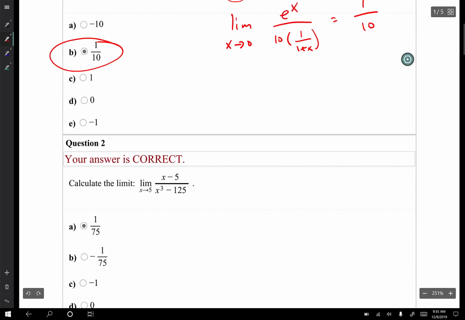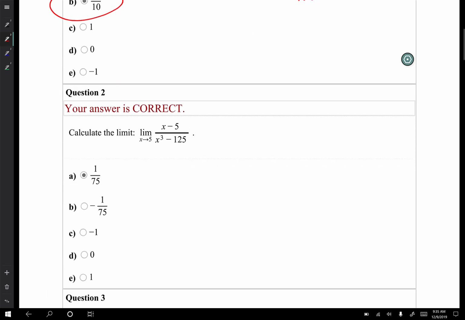Let's continue on this one, guys. Yes, I know that you can do this by doing the difference of cubes, but the whole thing is L'Hopital's rule, so let's do L'Hopital's. If I plug in a 5, I get 0 over 0, so again, this is indeterminate form. So I'm going to take a derivative. Limit as x approaches 5, the derivative of the numerator is 1, the derivative of the denominator is 3x squared. I'm going to plug in a 5, 5 squared is 25, 25 times 3 is 75.